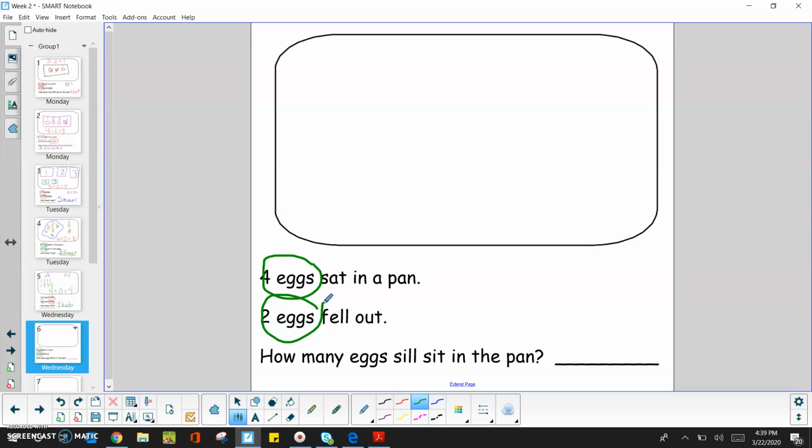So when I'm drawing, I think I'm going to need to draw a pan. And then I'm going to put my eggs in there. And I got to think about whether or not I'm going to put more eggs in the pan or if I'm going to have to take some out and put X's on them. I cannot wait to see what you guys do.